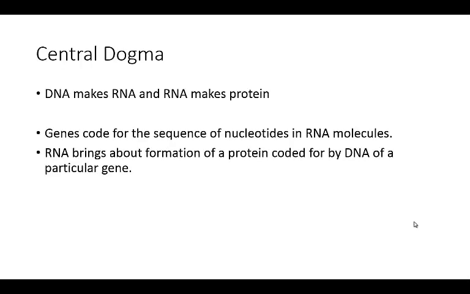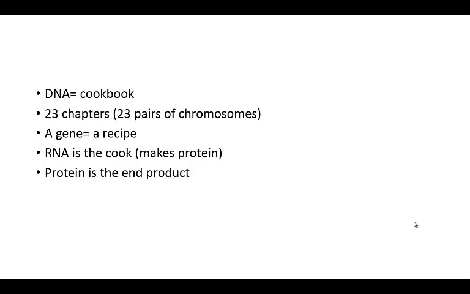To begin with, we really need to talk about the central dogma of molecular biology, and that is that DNA makes RNA and RNA makes protein. This week we're going to talk about the first half of this, or how is RNA made? What we know is that genes code for the sequence of nucleotides in RNA molecules. And then during translation, this RNA can bring about formation of a protein coded for by DNA of that particular gene. But this week we're really going to focus just on the first half of this.